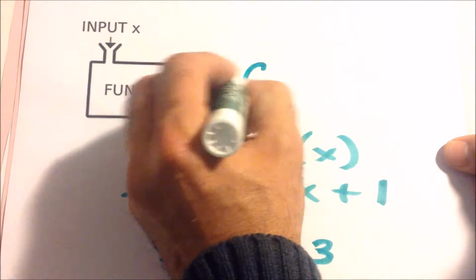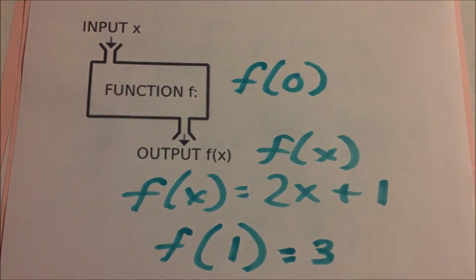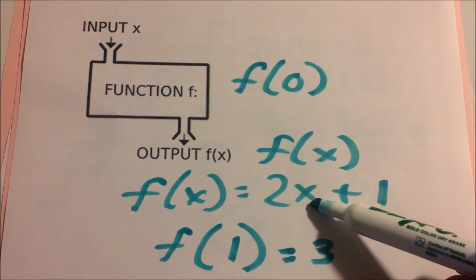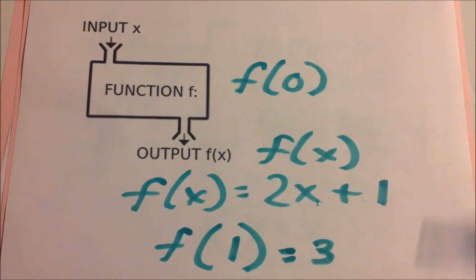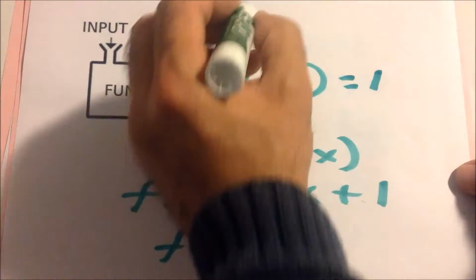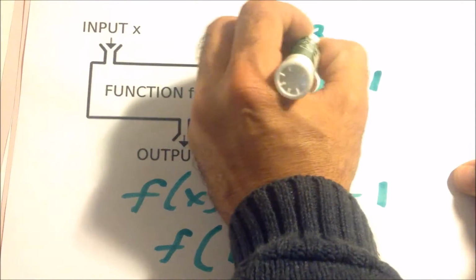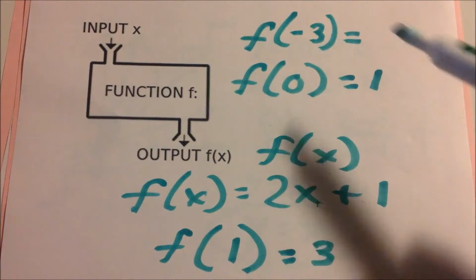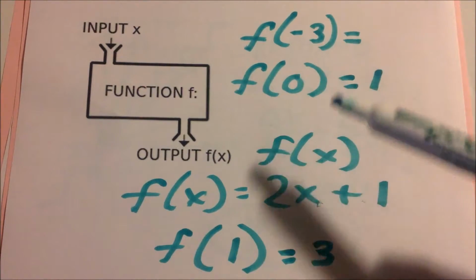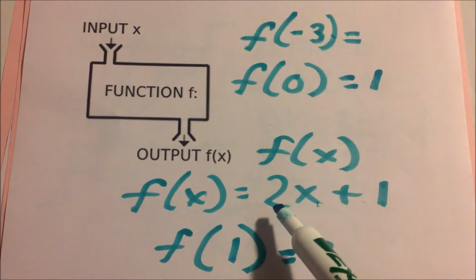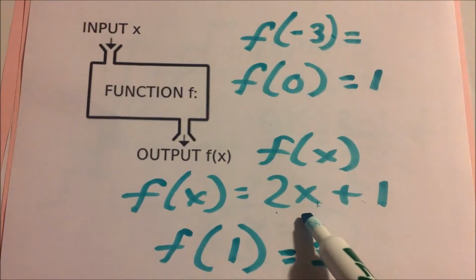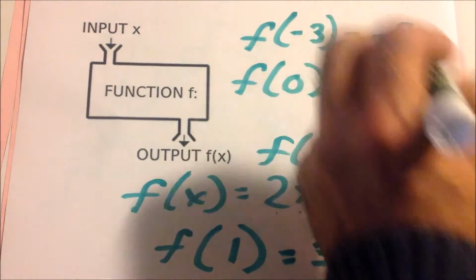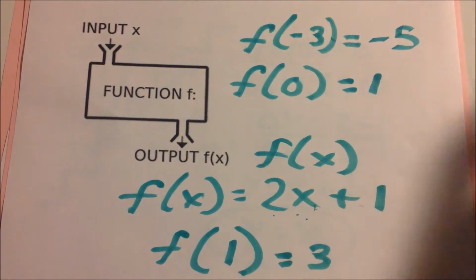What do you think f of 0 would be? f of 0. Again, now we're saying that the x has to be 0. What's 2 times 0? 0. What's 0 plus 1? 1. So f of 0 is 1. What about, we'll do f of negative 3. See if you can do that one. Again, the input is negative 3. That's what it's telling us. So f of negative 3 is 2 times negative 3, which is negative 6, and negative 6 plus 1 is negative 5. So that is a function.